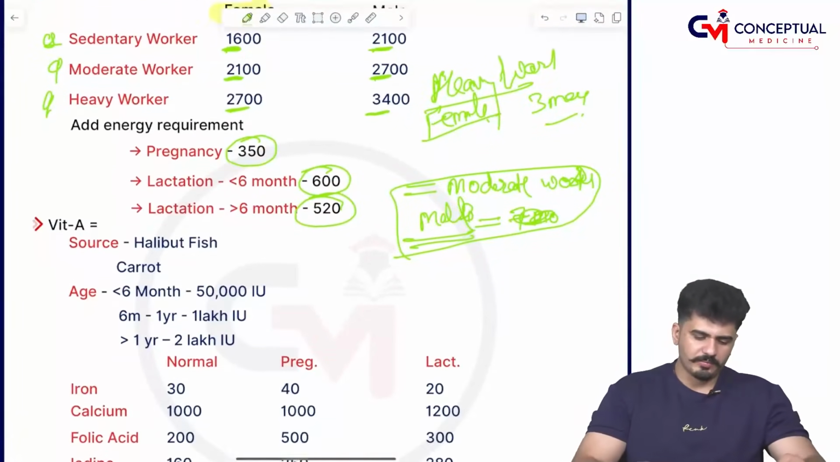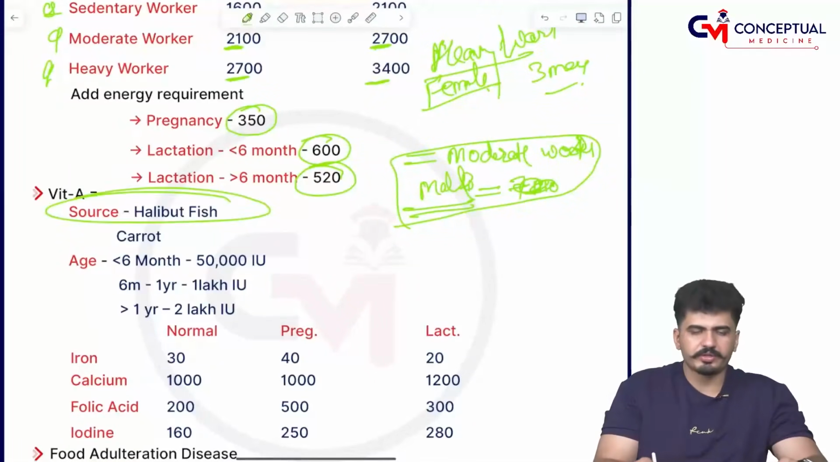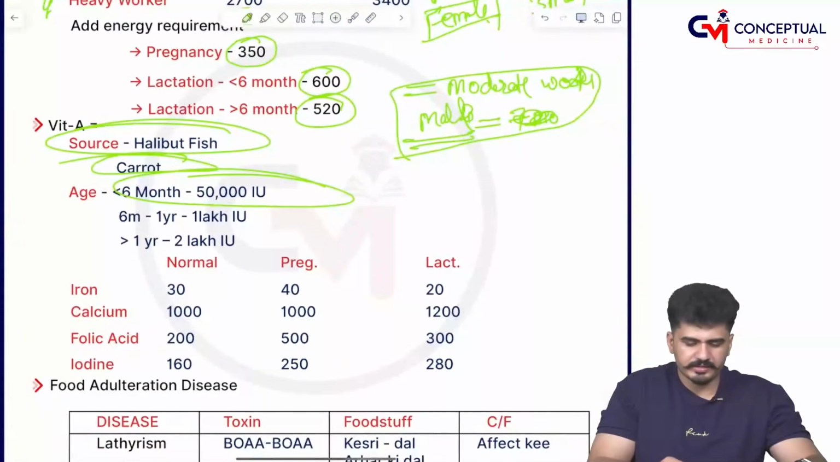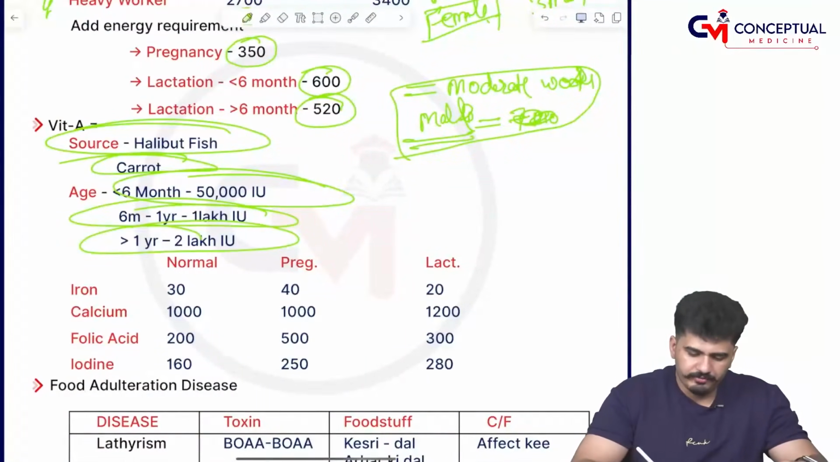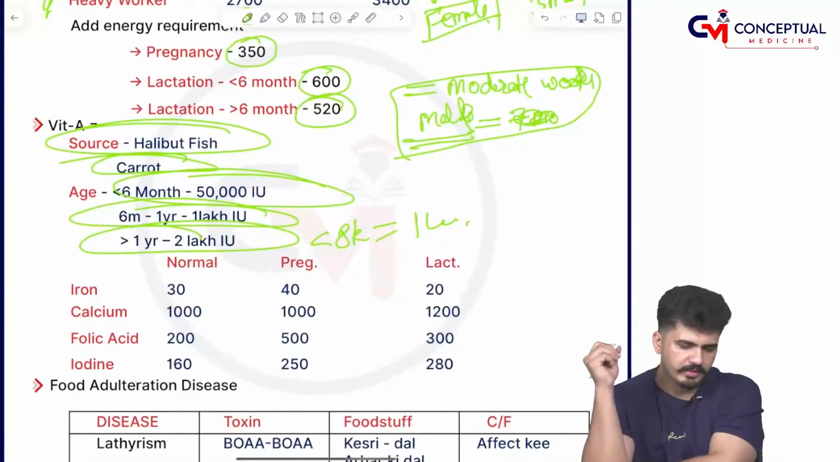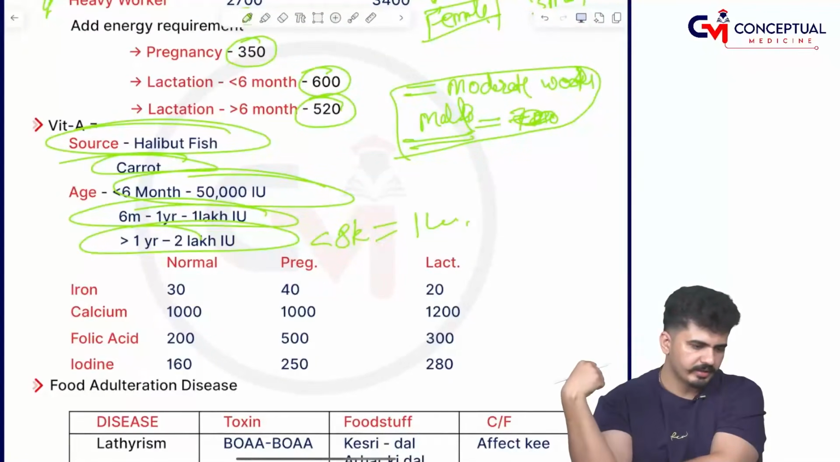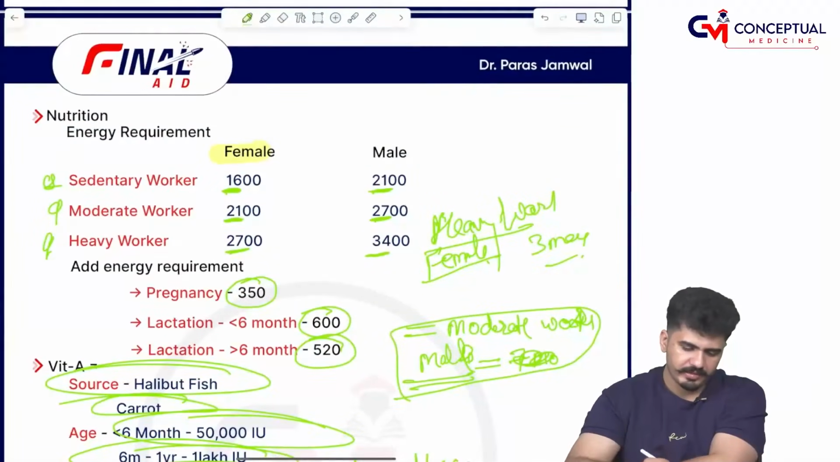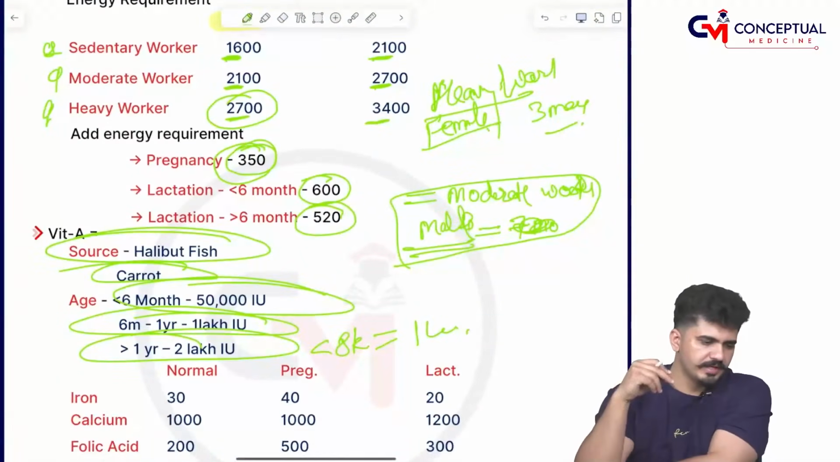Now vitamin A, we talked about it in yesterday's session also. The source is halibut fish liver oil; the vegetable source is carrot. Less than 6 months, 50,000 international units; 6 months to 1 year, 1 lakh; and if weight is less than 8 kg, again 1 lakh. Very good, nice answers. 2700 for the moderate worker, and for the female heavy worker it is 2700 plus 350 for pregnancy, which is 3050.